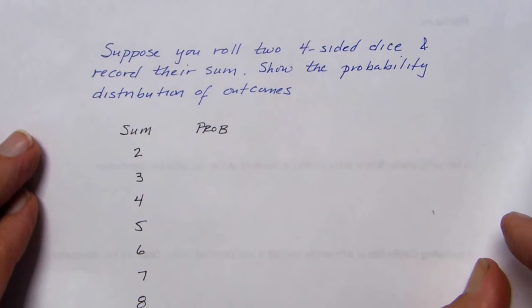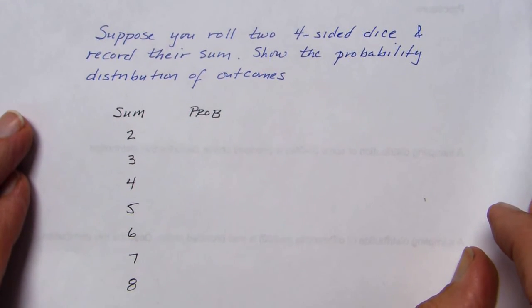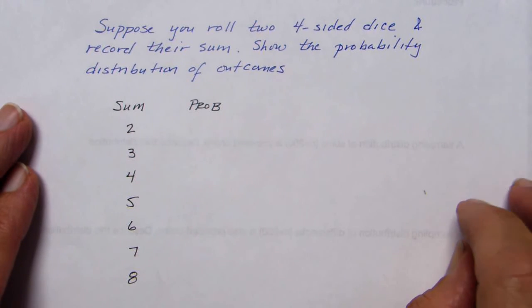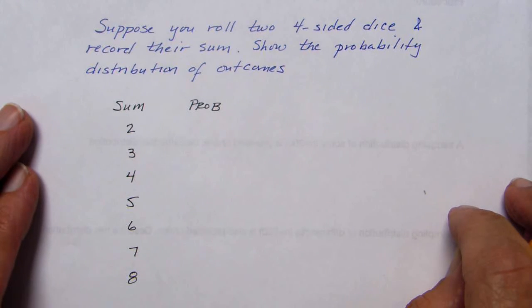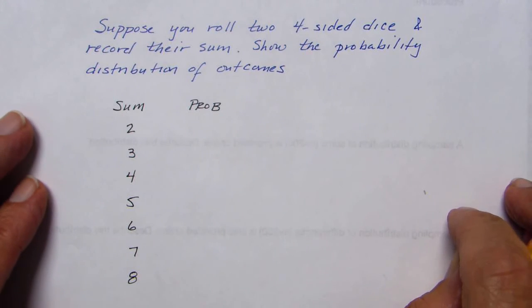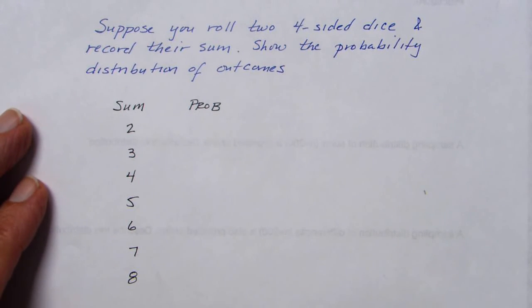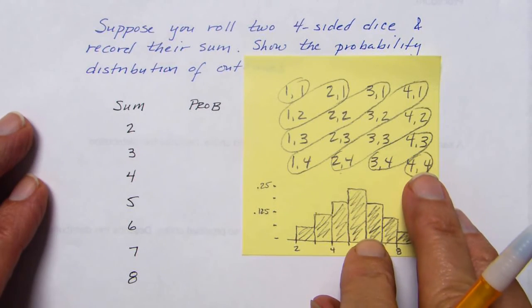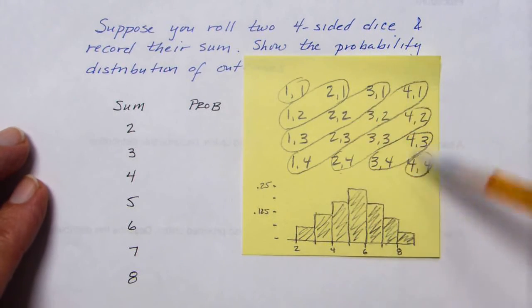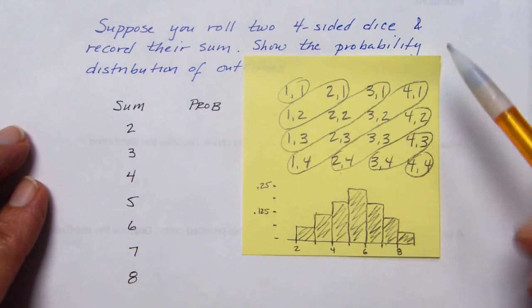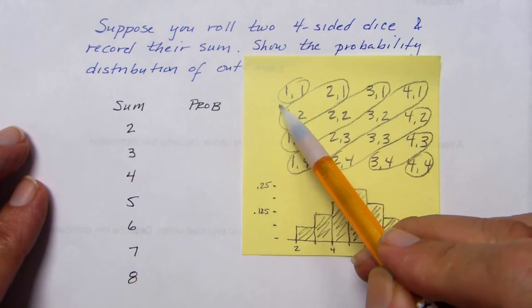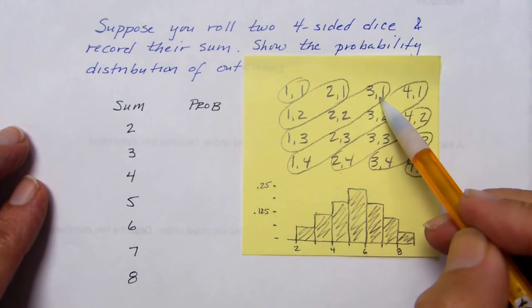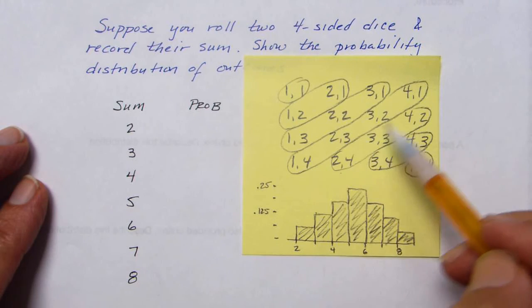Let's take another example, something a little more complicated. Suppose you roll two 4-sided dice and record their sum. Show the probability distribution of the outcomes. This time it gets a little more involved because now we're looking at sums. So again, you may want to picture a sample space in your mind and say, well, there's one way to get a sum of 2, two ways to get a sum of 3, three ways to get a sum of 4, and so on.